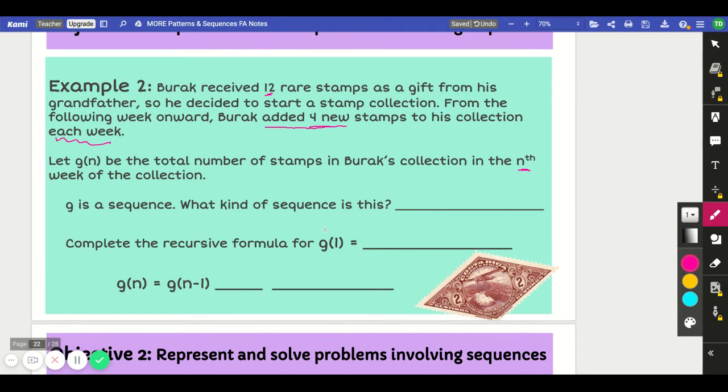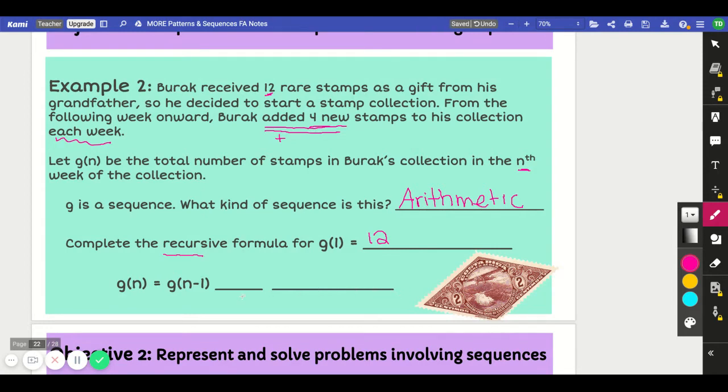So what kind of sequence is this? So I'm going to look back and look at this clue. He added 4 new stamps. He added. So we know when we add, that means we are using an arithmetic sequence. Complete the recursive formula for G of 1. So what is he starting with in the first week? How many stamps? He's starting with 12, because that's what his grandfather gave him.